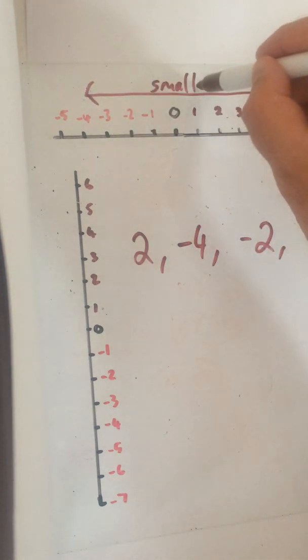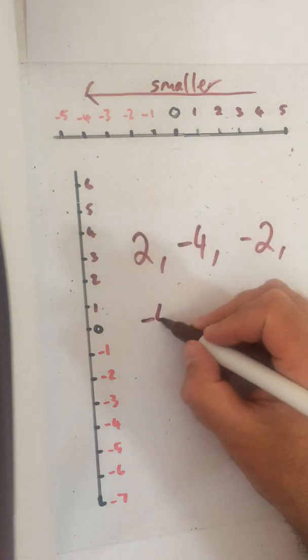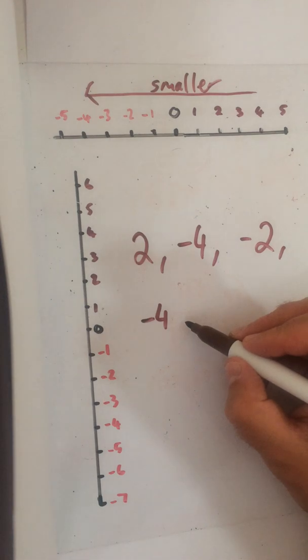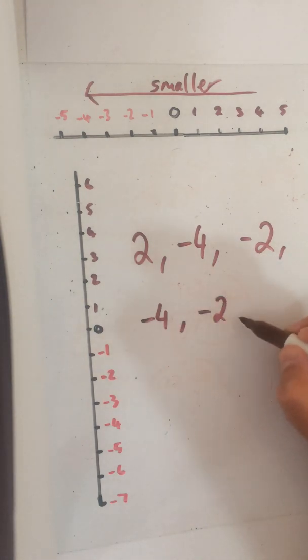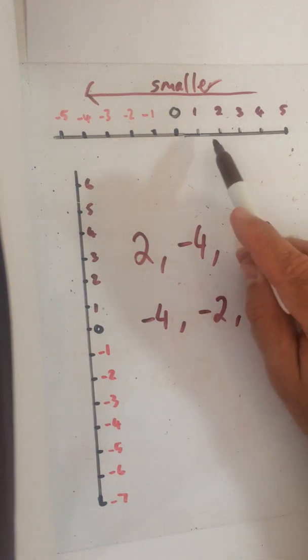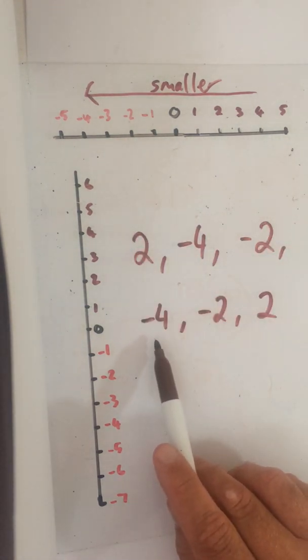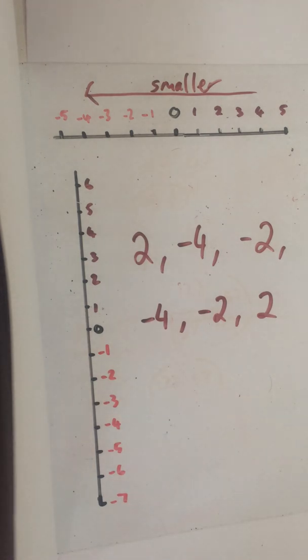So -4 is the smallest number because that's the coldest temperature. -2 is the next one, and then 2, obviously, is positive. We're fine with all of the positive numbers. It's just a little bit different when we deal with negative numbers. So -4 is smaller.